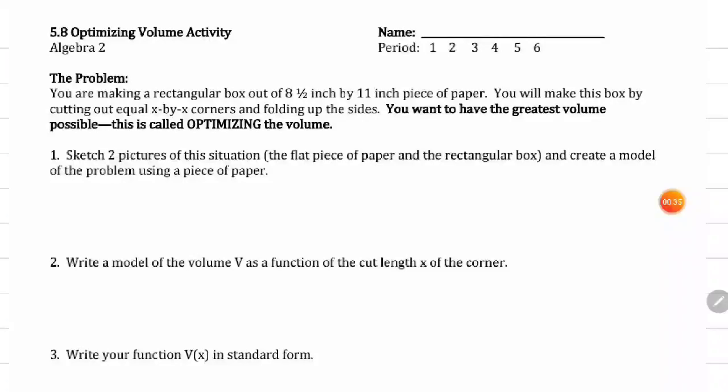So first off, we're going to sketch two pictures: a flat piece of paper and a rectangular box. We have 11 lengthwise and an 8.5 width. And then we're going to be cutting out corners here that are x by x long.